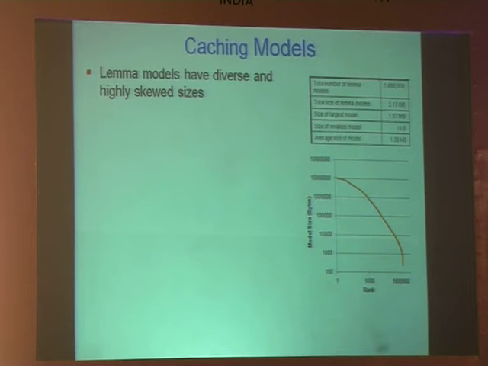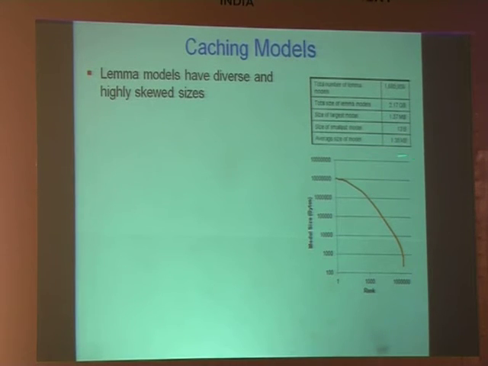As it turns out, those model sizes are quite diverse and are highly skewed. The size of the largest model is 1.37 MB and the smallest is just 13 bytes, the average being 1.35 KB. And this is depicted in this figure as well. There's a huge skew towards lower sizes.